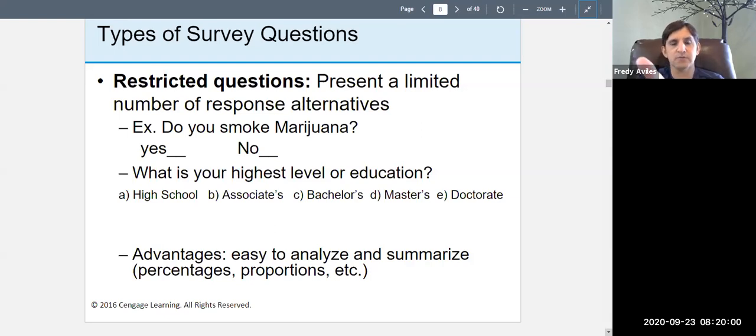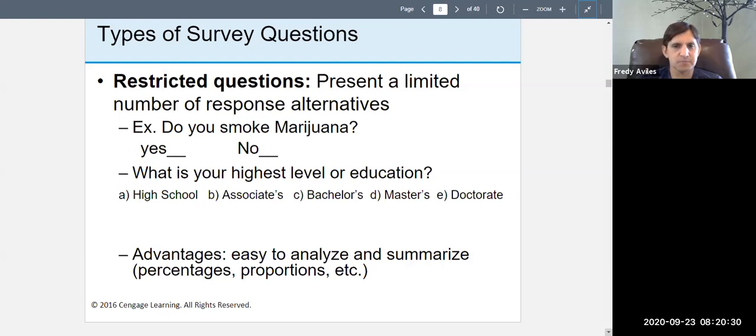You can see for the first question there, the percentage of yes responses, the percentage of no responses. You can see what percentage of participants have only a high school education, or what percentage of them have, let's say, a doctorate, okay? So it's easy to analyze. You can determine percentages, proportions. I prefer percentages. Percentages are easier to read, right?